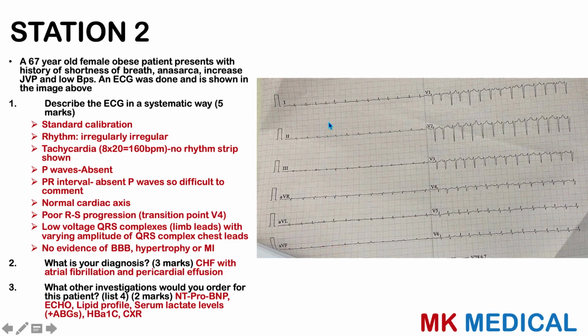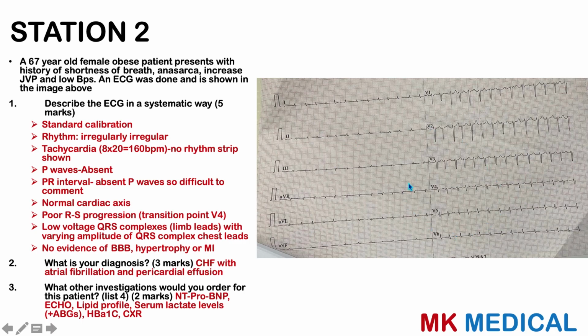Maybe it's because of these low voltage waves that we can see in the limb leads, but it's very difficult to appreciate the P waves. And your cardiac axis is normal. Lead 1 is facing upwards, lead 2 is facing upwards, lead 3 is facing downwards, but lead aVF is facing upwards. So a normal cardiac axis. If there is some sort of axis deviation, it's most likely a physiological left axis deviation.